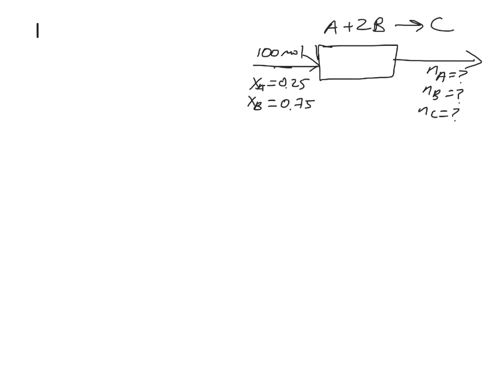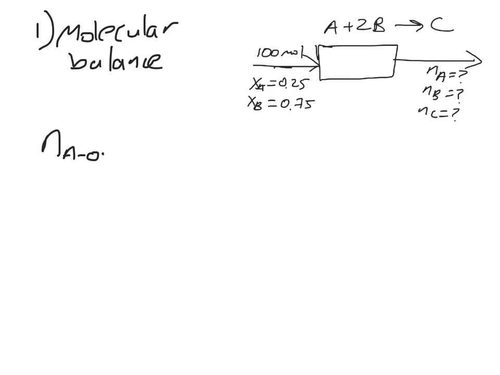First one, number one, is a molecular balance. And we have done this before where we've written out our balance equations for different species. So in this case, let's just write out a material balance equation for A. N_A out plus N consumed is equal to N_A in. And so that's our material balance, and in this case A is consumed because it is a reactant.